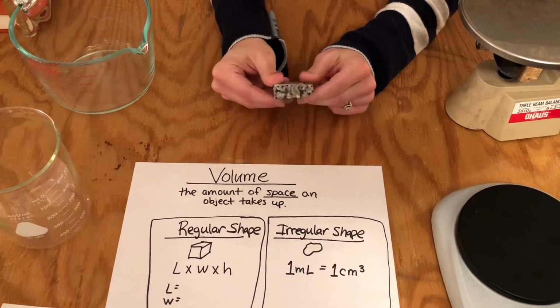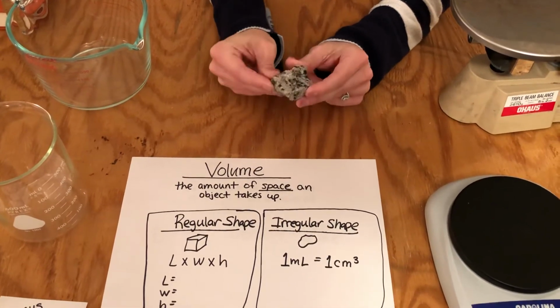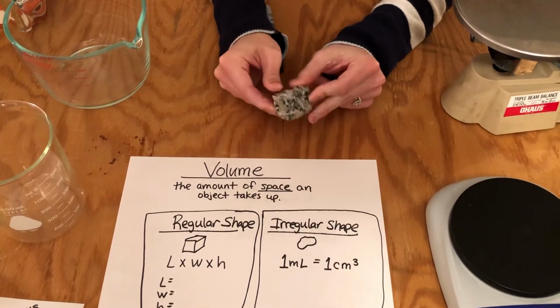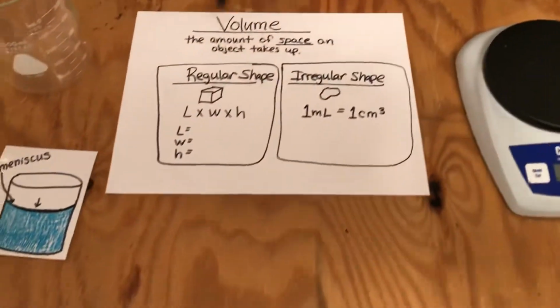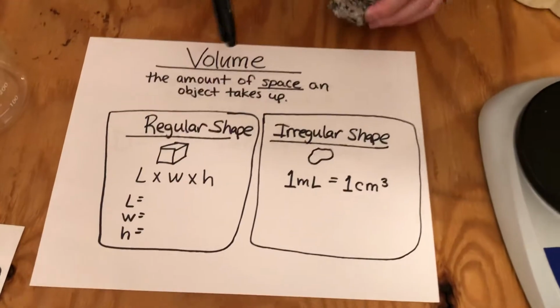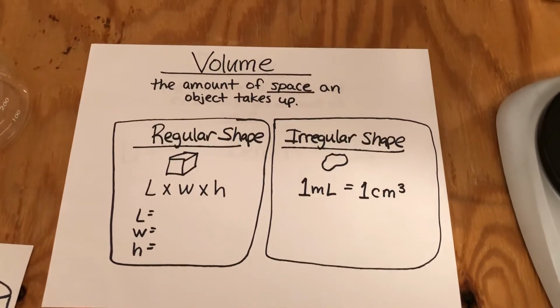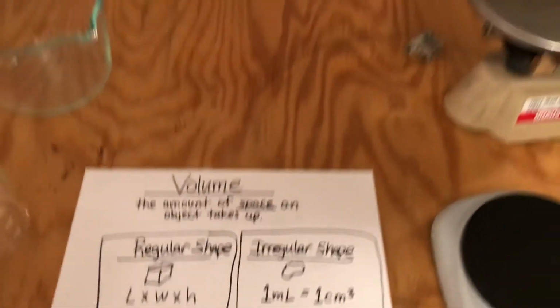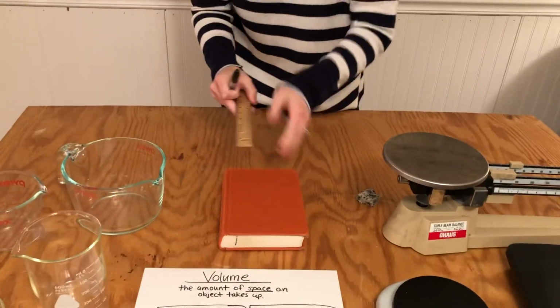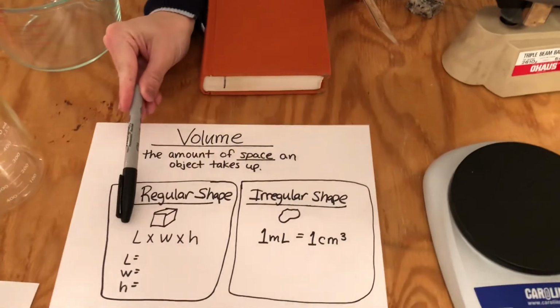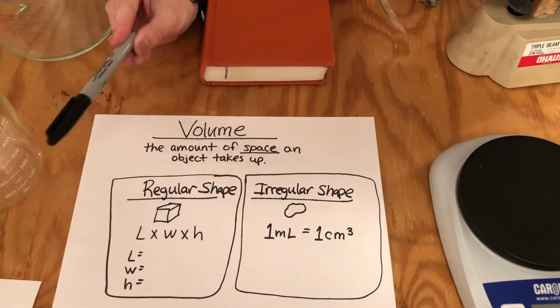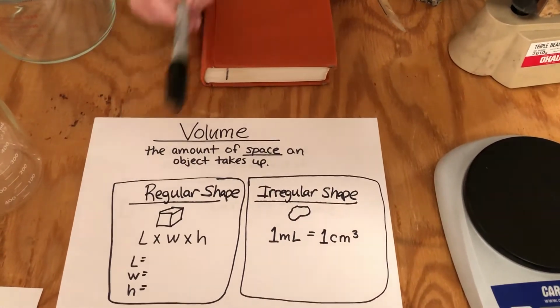So to calculate the amount of volume, the amount of space that an object takes up, we have to use one of two techniques. If it's a regularly shaped object, like this rectangular prism, we can measure the volume super simply. We're going to use that formula that we've been learning in math class since probably 3rd or 4th grade: length times width times height. Volume is equal to length times width times height.